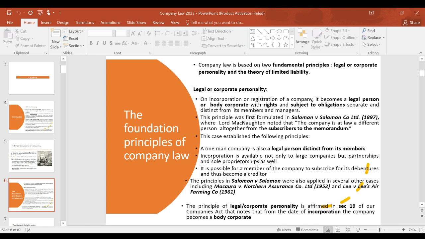The principle of legal and corporate personality is also affirmed in Section 19 of Companies Act of Kenya, and it notes that from the date of incorporation, once the company has been brought to an existence, it now becomes a body corporate, and that means it has its own independence. It can sue, be sued, own property, have rights and obligations.